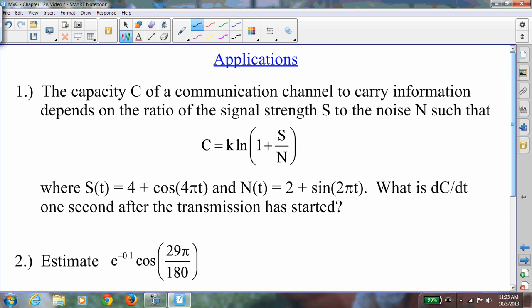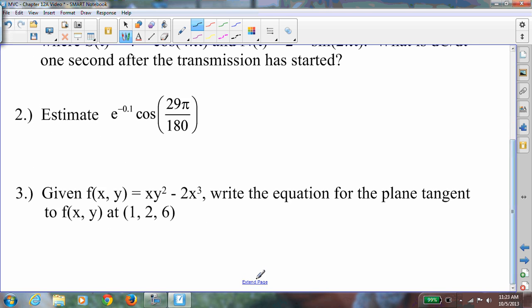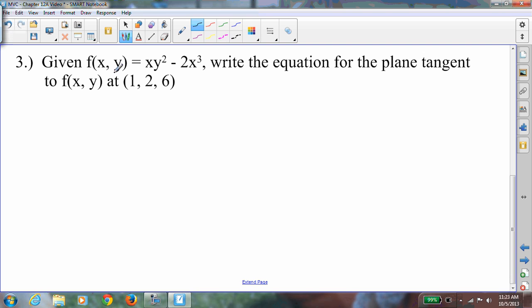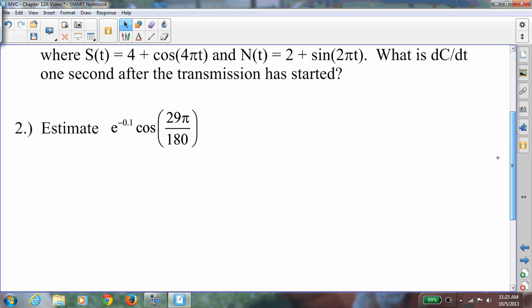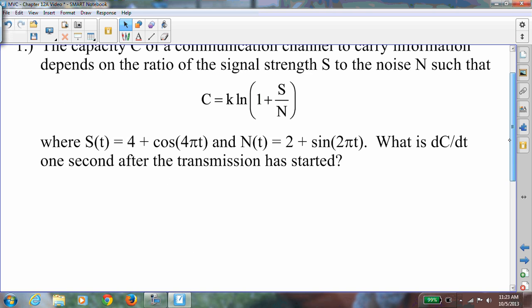Alright, I'm going to wrap it up with some application questions. Same thing, we'll take this one little bit at a time here. So let me extend this out, drag these down so I got lots of space. We'll start with our first one.